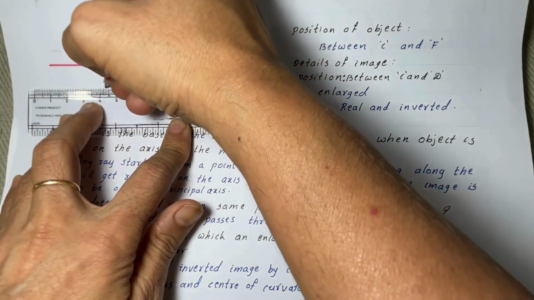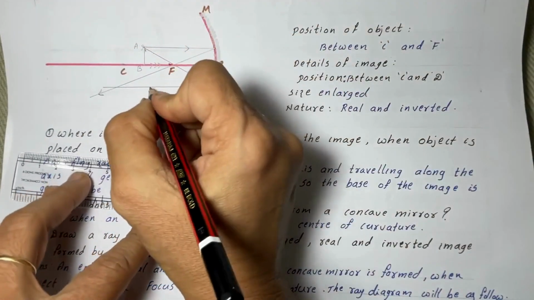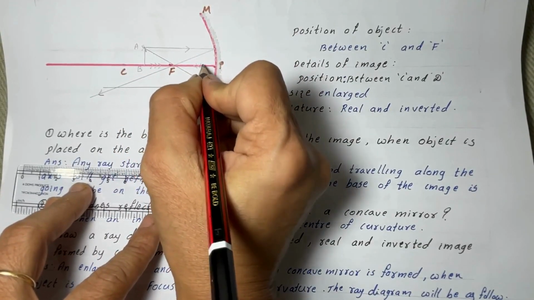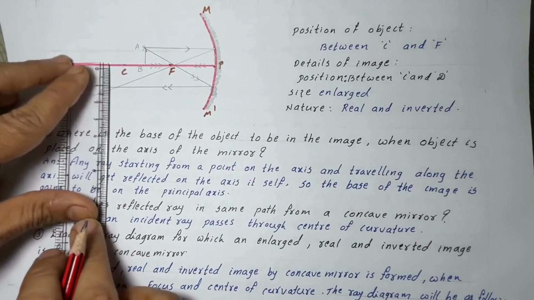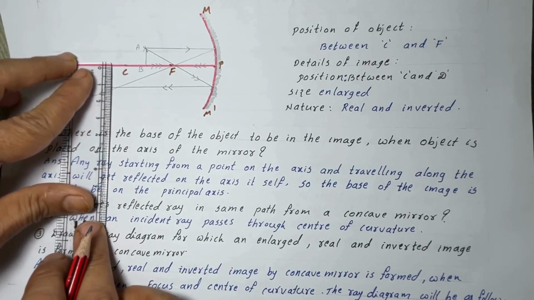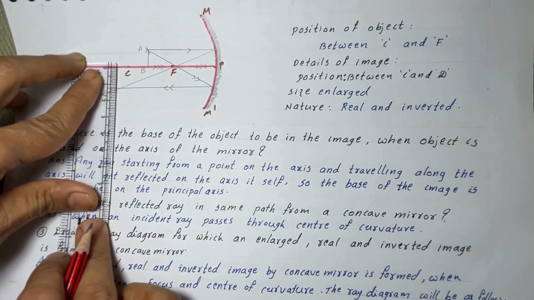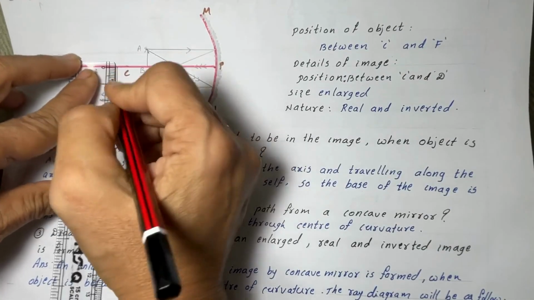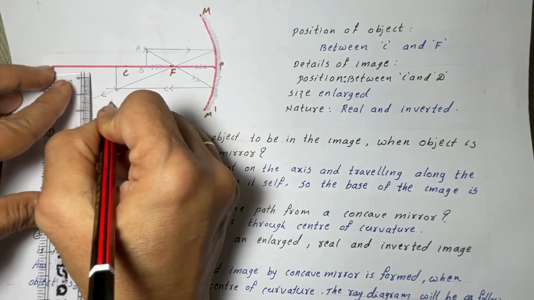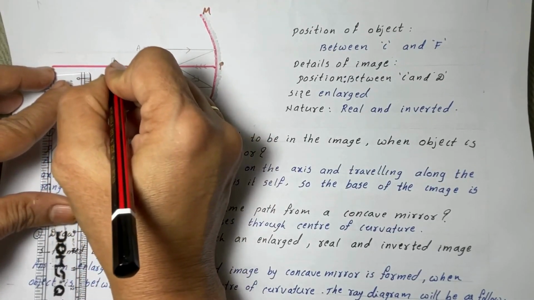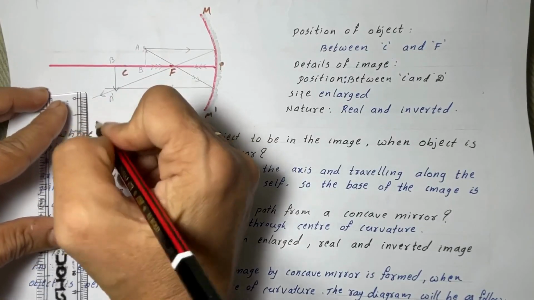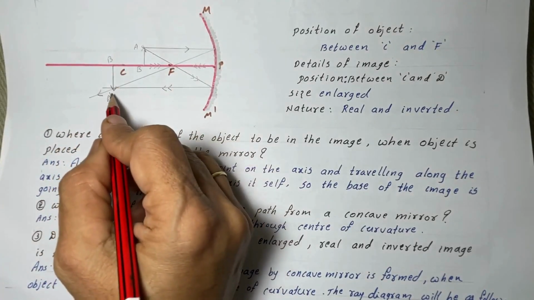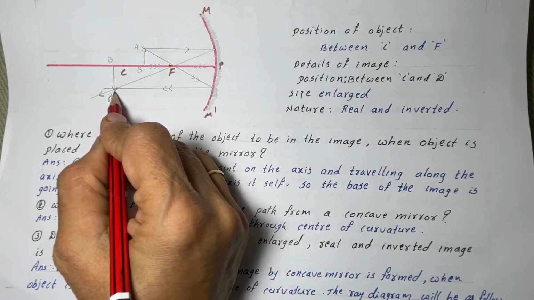this is the second reflected ray, and this is the third reflected ray. These rays meet at one point. This is the point of intersection of the reflected rays. Here we obtain one image, and this is A dash B dash, and this is one inverted image, and this is one real image because of the actual intersection of the reflected rays.